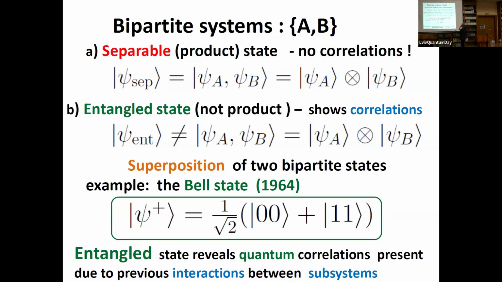0,0 means 0 on the left subsystem, 0 on the right, superposed with 1,1, which is in some sense very strange and very, very non-classical. Because what it says is, I have two objects, I measure one object, and by measuring whether this spin is up or down, I can predict the result of the measurement on the other particle.